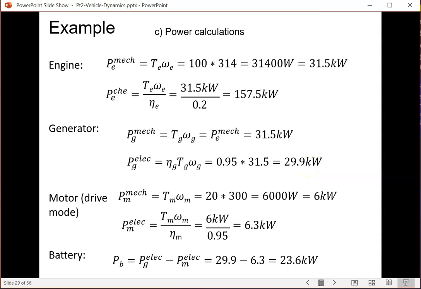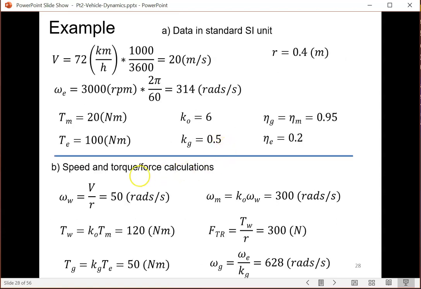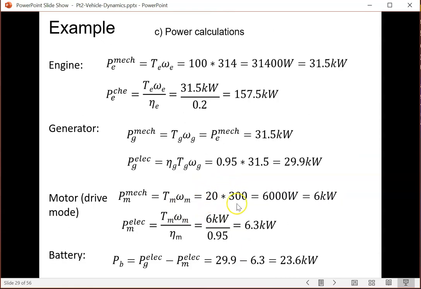The motor, however, now don't jump from the generator to the motor straight away, because there's a battery in between. We don't know how much it is used to charge. But go from the other way around, because we know the torque of the motor, which is 20. We know the angular velocity of the wheel of the motor as well, which we worked out previously. If I just go back there, omega m, that's 300. So it's 20 times 300. That gives me 6,000 watts, or 6 kilowatt.